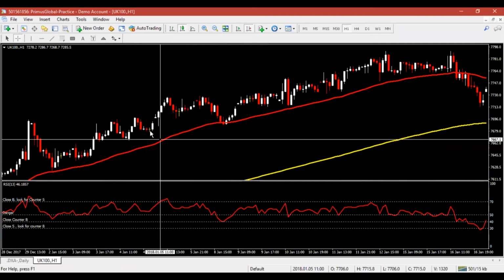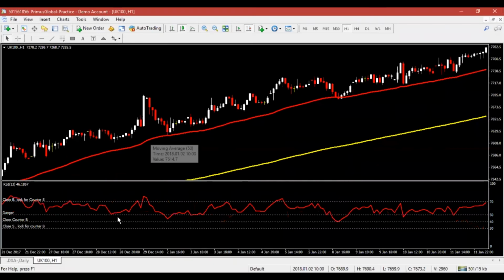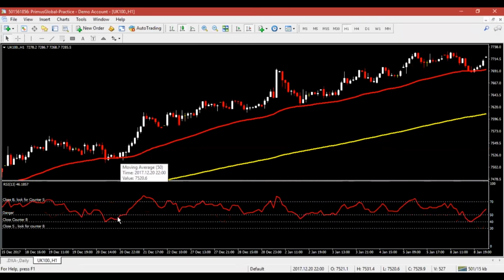Let's go back to my previous entrance point. Right here. What's RSI doing, Lwazi? It's pointing upwards. Beautiful. That's what I want. If you want to buy, everything must point upwards. You can't buy if RSI points downwards.